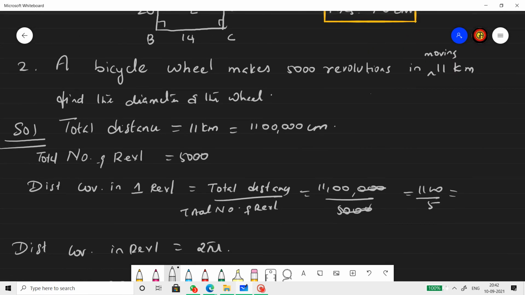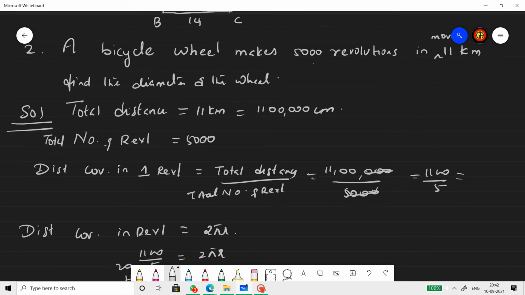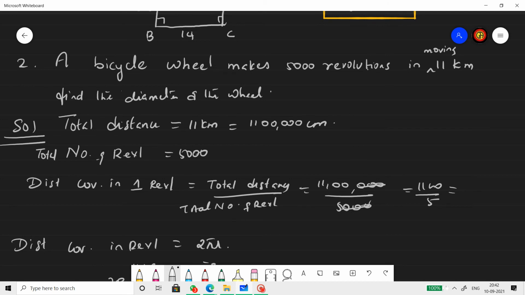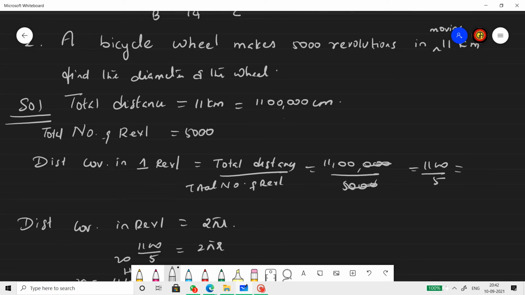Next question. A bicycle wheel makes 5,000 revolutions in moving 11 kilometers. Find the diameter of the wheel. So according to the question, the total distance covered by the wheel is 11 kilometers, which is equal to 11 lakh centimeters. You can either keep it in centimeter or you can make it to meter also.